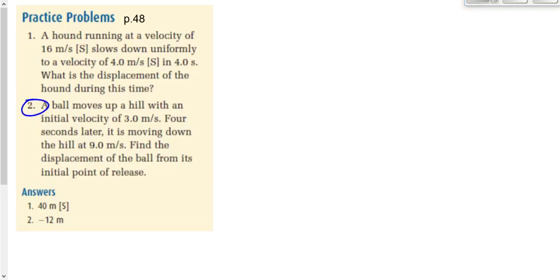All right, we're going to do number 2 here. It says a ball moves up a hill with an initial velocity of 3. 4 seconds later, it's moving down the hill at 9. Find the displacement of the ball from the initial point of release.